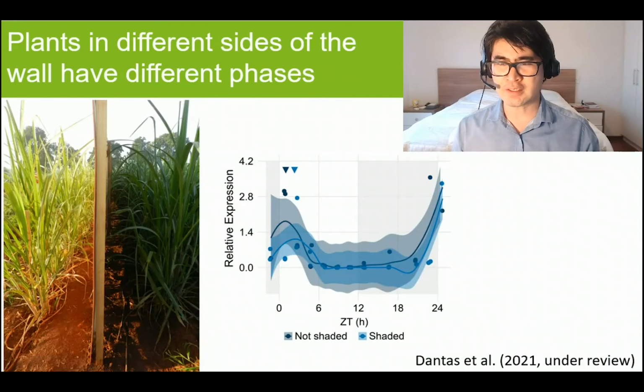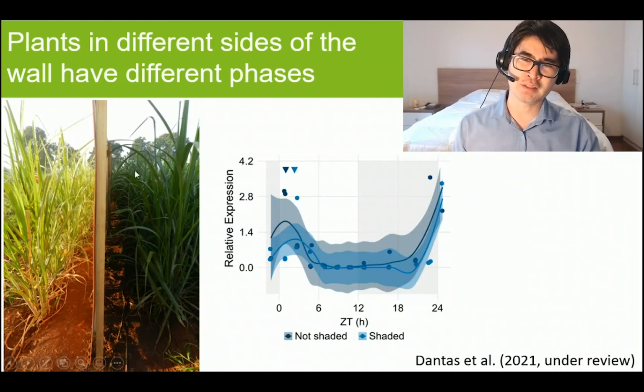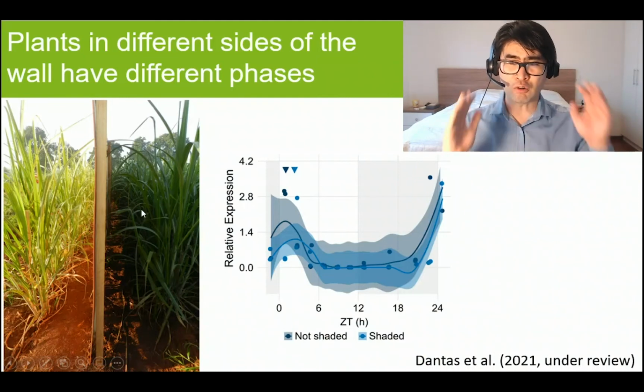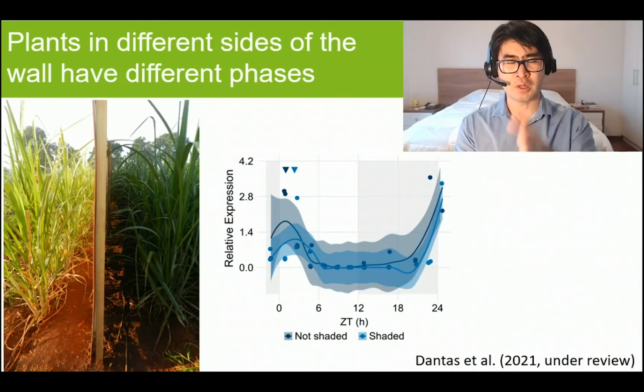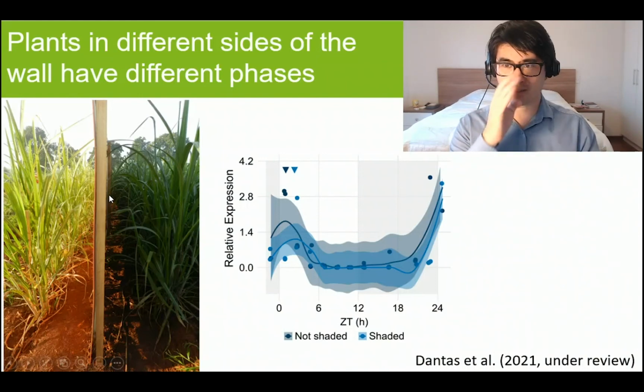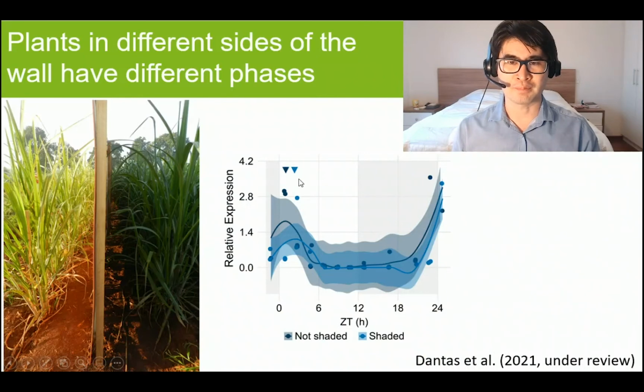And what we detected, and again this is a picture right after dawn, and you can see plants in one side of the wall being illuminated right at dawn, and the plants in the other side of the wall are still being shaded. And the wall was built here just 1 or 2 days before this experiment, and just this difference was enough to make LHY peak later, more than 2 hours later in this experiment.